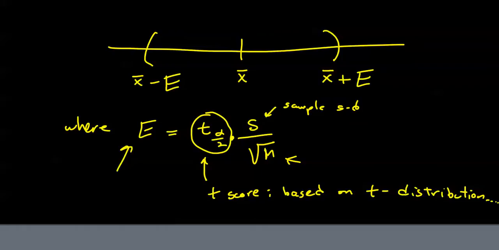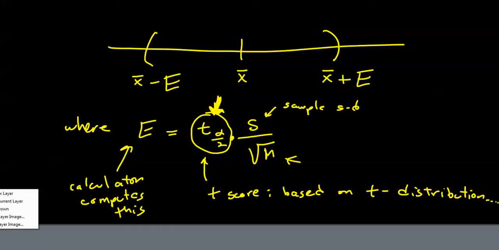Now don't panic. Again, the calculator computes this E value, but I do want to show you that that margin of error is based on a t-score, not a z-score. We're going to be using a new command on our calculator, which I'll show you when I get a new screen here. Alright.